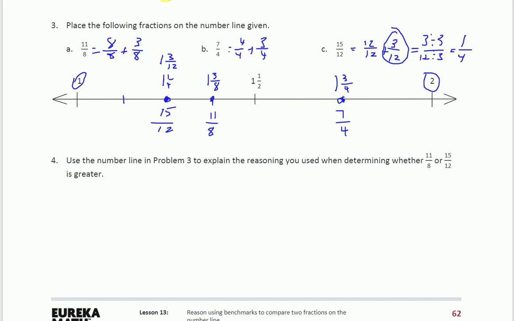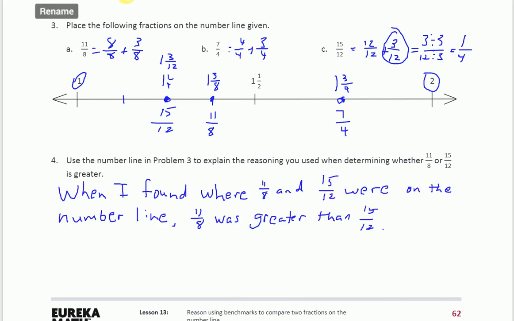Okay. So now for number 4, what we're supposed to do is use the number line in problem 3 to explain your reasoning that you used to determine whether 11/8 or 15/12 is greater. Alrighty, well, let's think about that. What we ended up with is we found out where 11/8 and 15/12 were on the number line, and then when we plotted them, we saw that 11/8 was to the right of 15/12, therefore it's greater. There you have it.